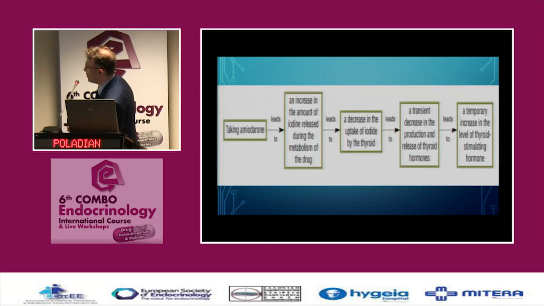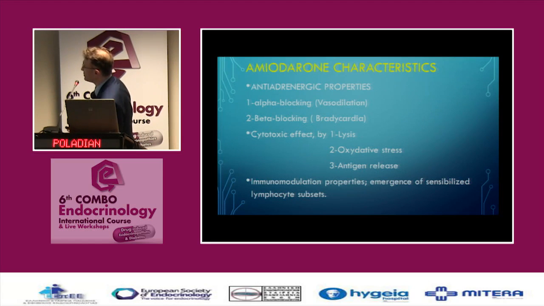So this is the whole scheme, as you see, if you want to take it as a picture. What does it lead to, and end up here? Amiodarone characteristics. It has adrenergic properties, having alpha-blocking and beta-blocking properties, causing vasodilation and bradycardia. Let's not forget its cytotoxic effect by lysis, by oxidative stress, and antigen release. So immunomodulation properties, emergence of sensitized lymphocyte subsets, as if it's a reiteration for my predecessor, Dr. Popovich, as she said, of the immunomodulation.